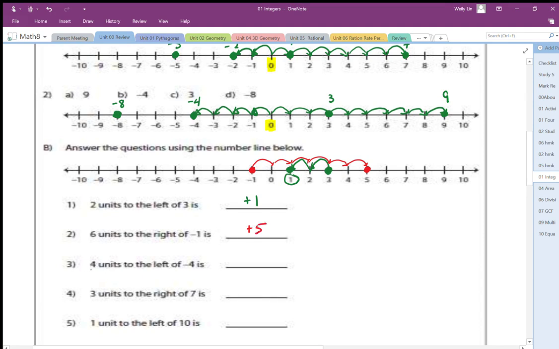Here we have 4 units to the left of -4. So this one is important to recognize that difference in positioning. We're starting at -4 and we're going to the left. If we go to the right, we would end up back at 0, so they would undo each other. But here we're going to go to the left. 1, 2, 3, 4, and that gives us this location, or position, of -8.